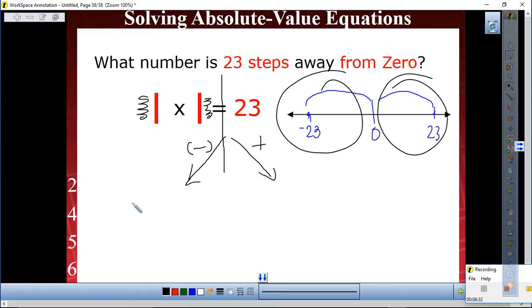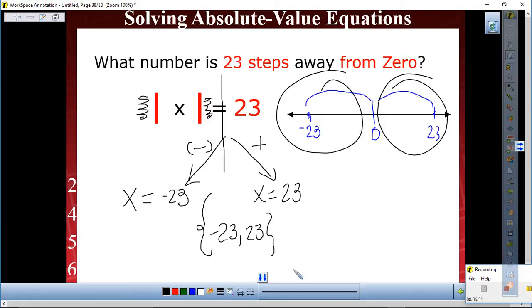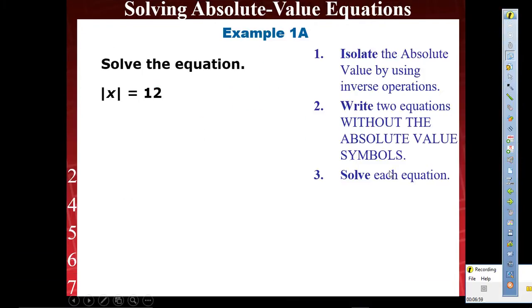So what I'm saying is that x is equal to negative 23, or x is equal to positive 23. And how do we write our solution? Solution set, negative 23, comma, 23. Does that make sense? All right, copy this next one, please, on your paper. Example 1A says, solve the equation, absolute value of x equals 12. See if you can do that one by yourself.